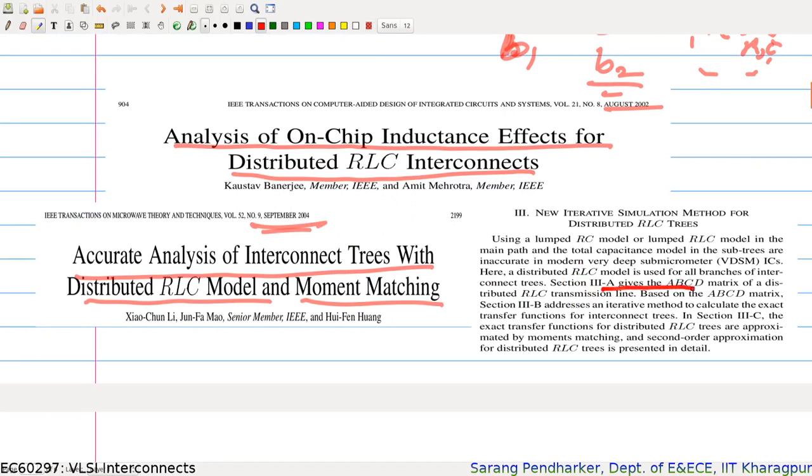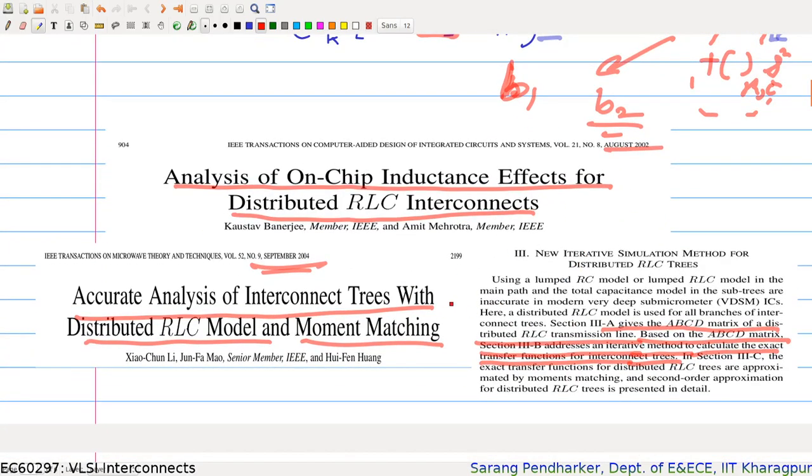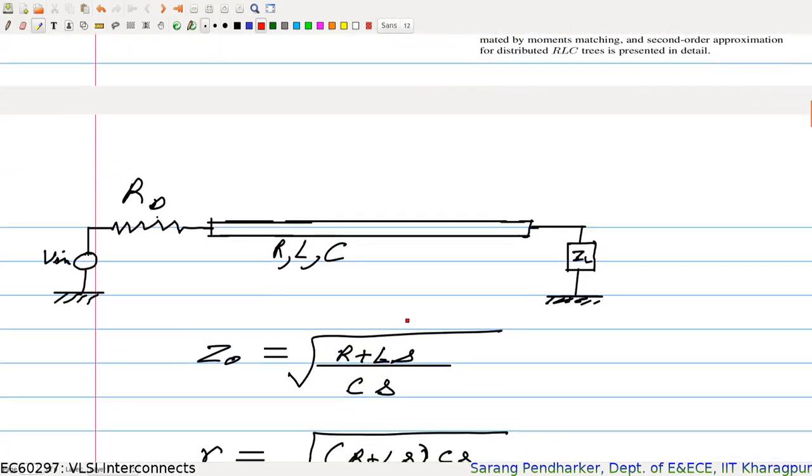3 gives an ABCD matrix of a distributed RLC transmission line. Based on the ABCD matrix, section 3b addresses an iterative method to calculate the exact transfer function of interconnect trees. So this extends the ABCD parameter discussion, which we will discuss today, to an interconnect tree as well. Right, so let's get started.